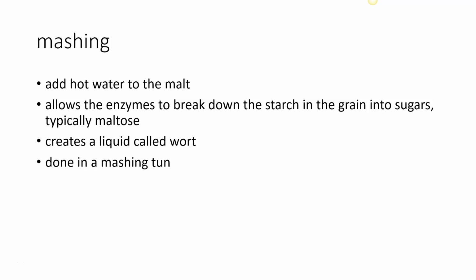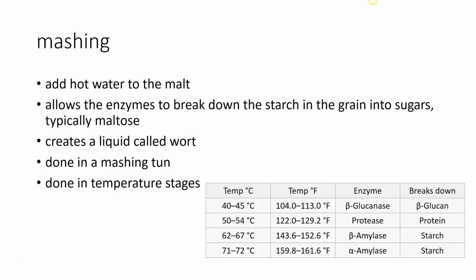This is a mashing tun, which is basically a large recipient where this breakdown can occur. It's done in temperature stages. What happens is they change the temperature, and by changing the temperature, you get different enzymes working on different things. You start out at 40 to 45 degrees Celsius, you're going to have a beta-glucanase that is going to break down beta-glucan. At 50 to 54 degrees Celsius, you're looking at a protease, which is going to break down protein. Beta-amylase functions at between 62 and 67 degrees Celsius, and then at 71 to 72 degrees Celsius, you have alpha-amylase that's going to break down the starch.